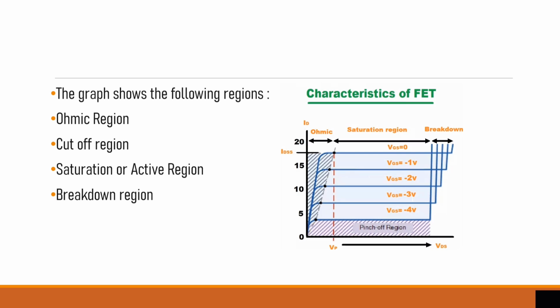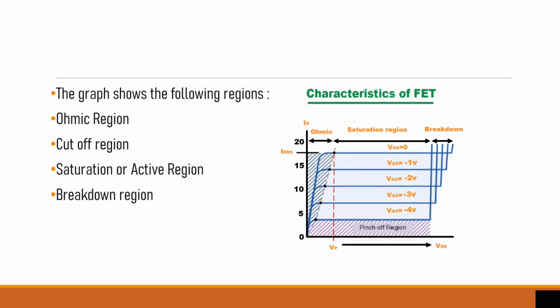Ohmic region. This is the extreme left side of the graph, which represents the value of drain current ID when the applied voltage of the transistor between the source and gate is 0, that is, VGS is equal to 0. The conductive channel is small but narrow in this case.